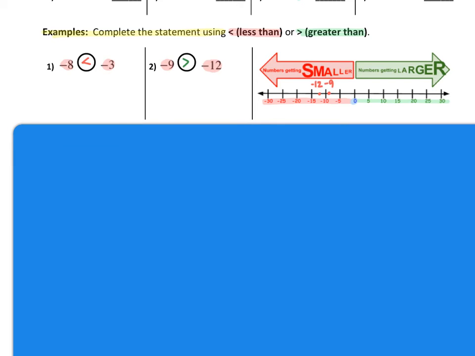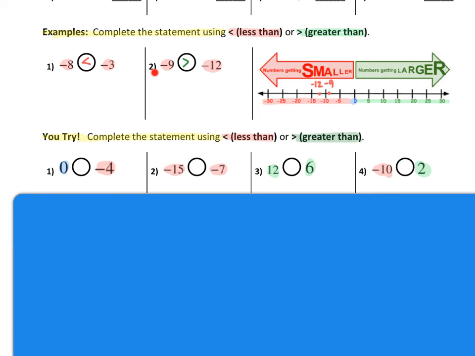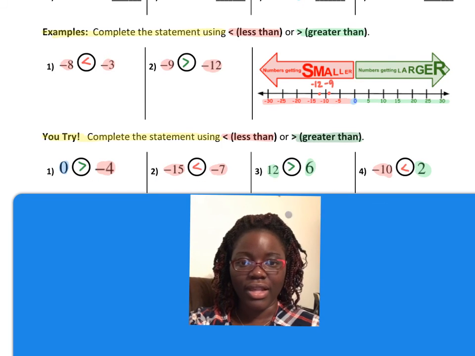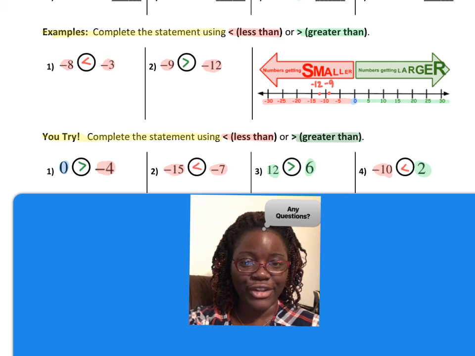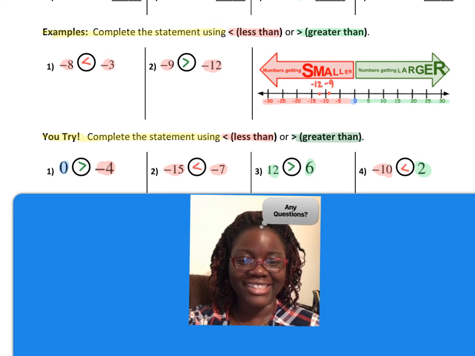So basically what I just did, in order to compare integers, I'm using the number line. I'm visualizing where that number falls in comparison to the other number. If one number is further to the left, that means that number is smaller. If another number is further to the right, that means the number is greater. And so we use the symbols that say that. So if it's less than, we use the less than symbol. If it's greater than, we use the greater than symbol. Use examples 1 and 2 to help you complete the you-try problems 1, 2, 3, and 4. Look over the problems that I just completed for you and let me know if you have any questions.